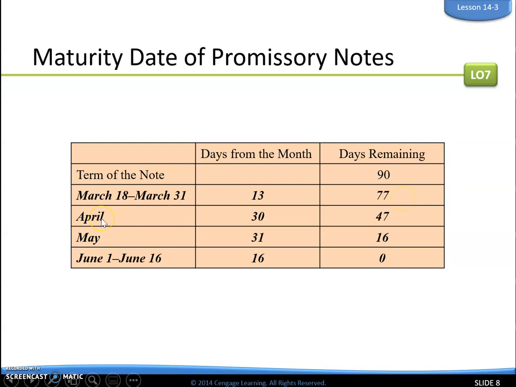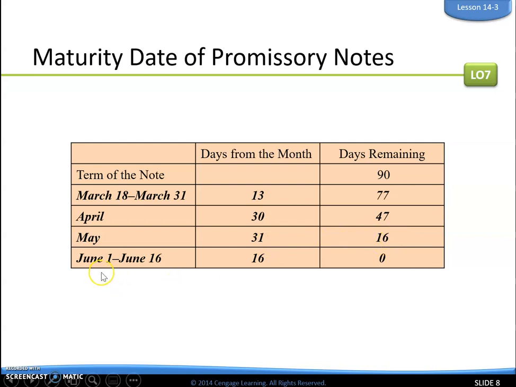Okay, next we're going to look at April. There are 30 days in April. We're going to use all 30 days into our maturity date. Okay, so we're going to take 77 minus 30. Now we have 47 days left. Now we're looking at May. May has 31 days. Okay, same thing. We're going to take 47 minus 31. We're using all of those 31 days. We have 16 days remaining.